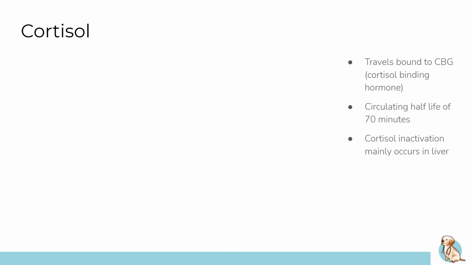Cortisol travels bound to CBG, which is a cortisol binding globulin. That's because it's a steroid, because it comes from cholesterol. It has a circulating half-life of 70 minutes, and the activation of cortisol mainly occurs in the liver.